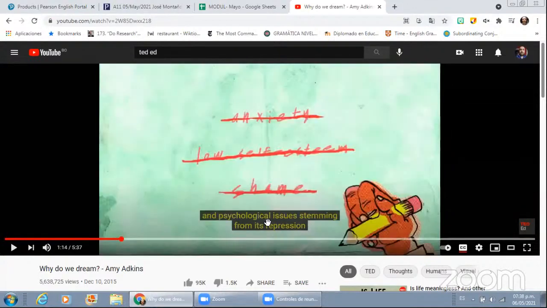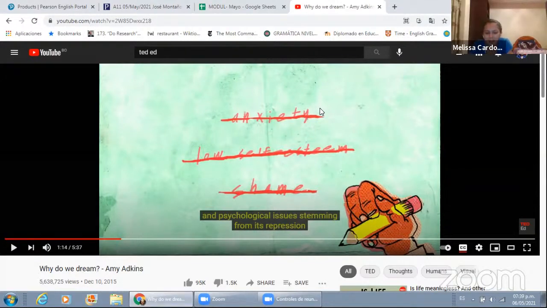But the word that I want you to tell me or analyze to finish today is STEM. What do you think STEM is? Here they are using the ing form. It says, and psychological issues stemming from its repression. What do you think is the meaning of that word? I don't know. I've never seen that word before.